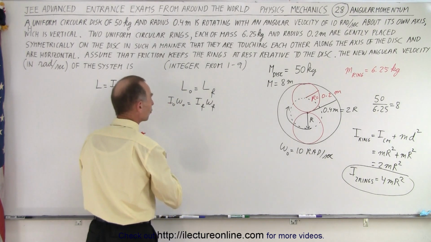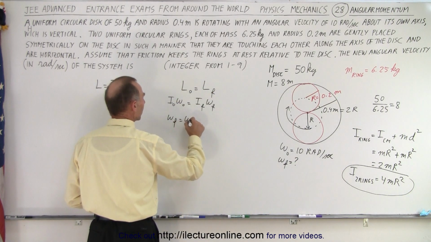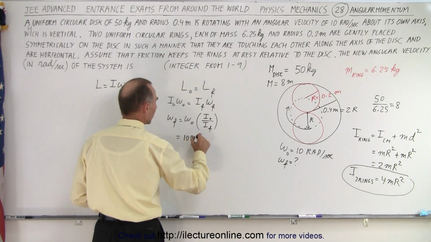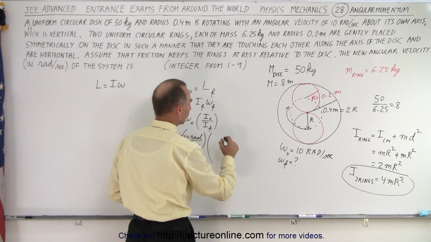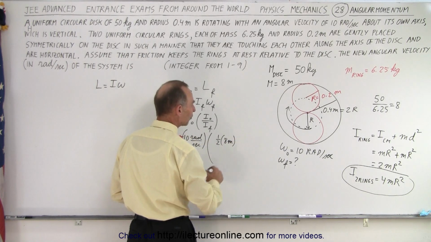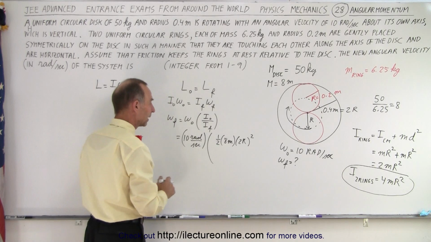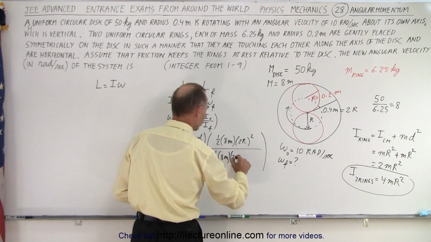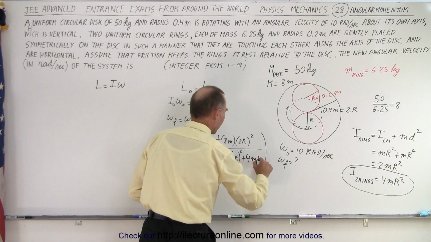So now we can go back over here. We're trying to find omega final. So we're looking for omega final equals omega initial times the ratio of I initial divided by I final. And we know that omega initial is equal to 10 radians per second. And now we have to multiply that times I initial, which is the I of the disk, which is going to be 1/2 the mass of the disk, which is 8 times the mass of a ring, times 2 times the radius squared, because we're going to call that 2r, because we're going to call the radius of the ring 1r. And we're going to divide that by 1/2 times 8m times 2r squared plus the moment of inertia of the two rings, which is going to be 4 m r squared.